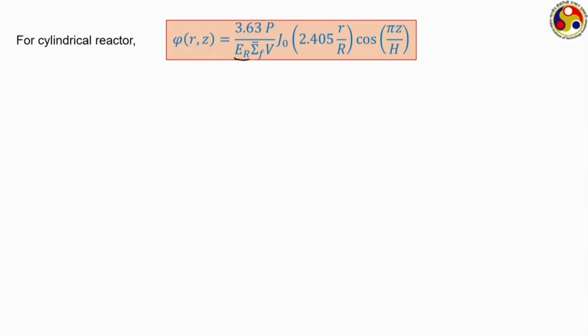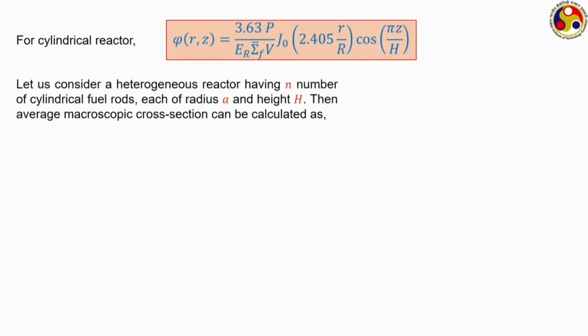ER is the energy released during fission, of the order of 200 MeV, and this one, sigma F bar, is the averaged fission cross section of the reactor. P is the power production or power rating of the reactor, and this V is the volume of the entire reactor. So, capital R refers to the radius of the cylinder and capital H refers to the height of the cylinder. Now, let us consider a heterogeneous reactor which has a smaller number of cylindrical fuel rods. So, each rod can be viewed like a cylindrical reactor, and each of these rods has a radius of small a and height of small h.